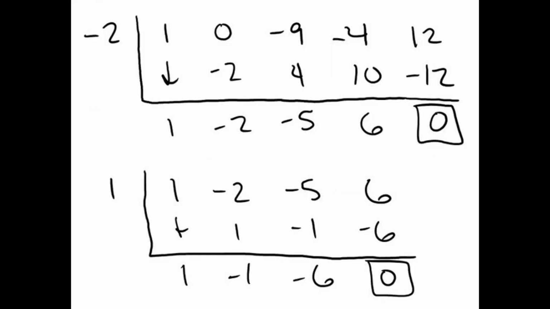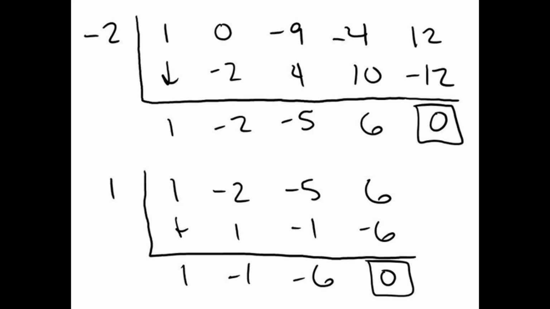Then on the next step, instead of doing the 1, 0, -9, -4, and 12 again, I'm going to use my answer from the previous step, and that's totally okay to do. So I use the 1, -2, -5, and 6. This time I'm checking 1 to make sure that works. Do all that, and you get a remainder of 0.